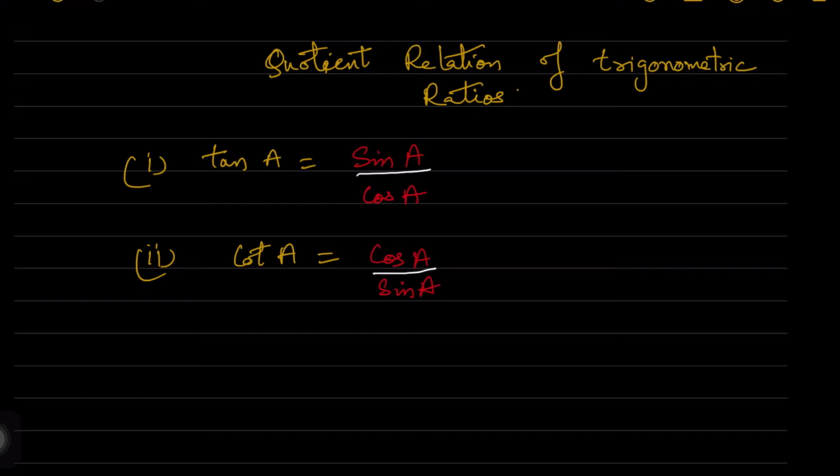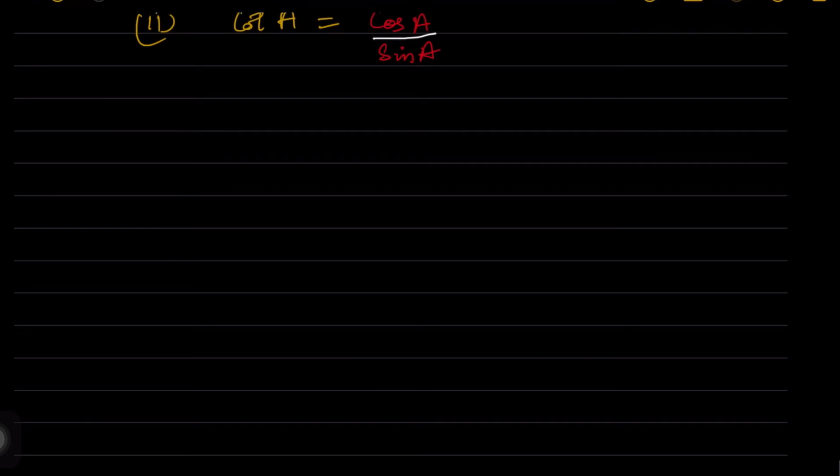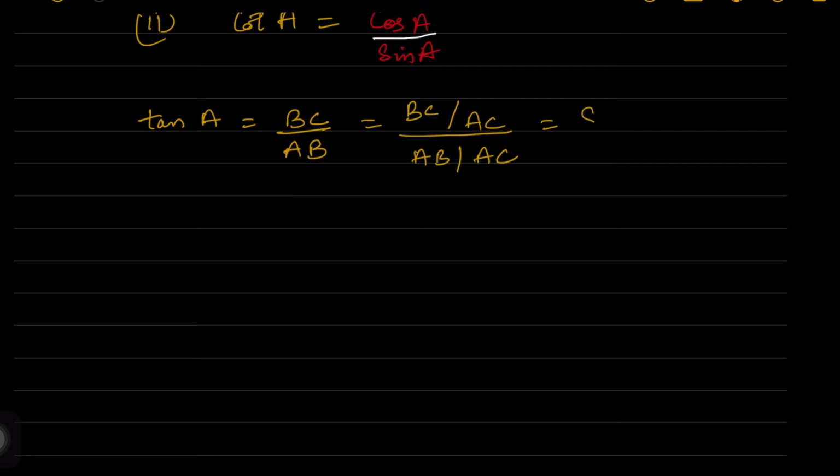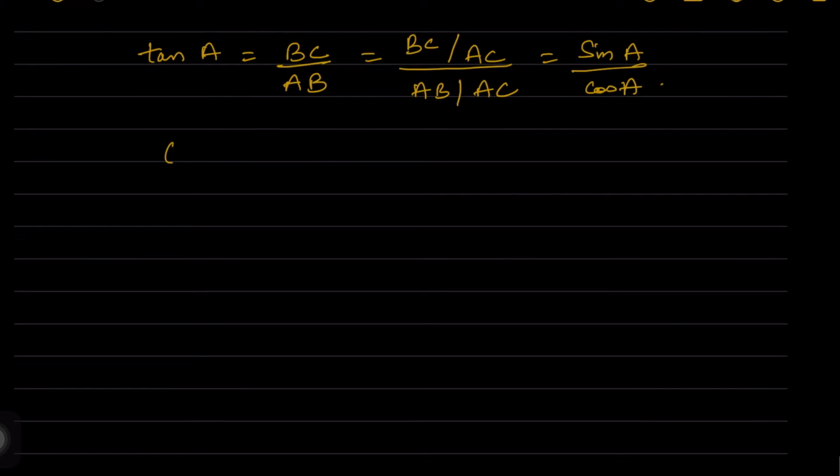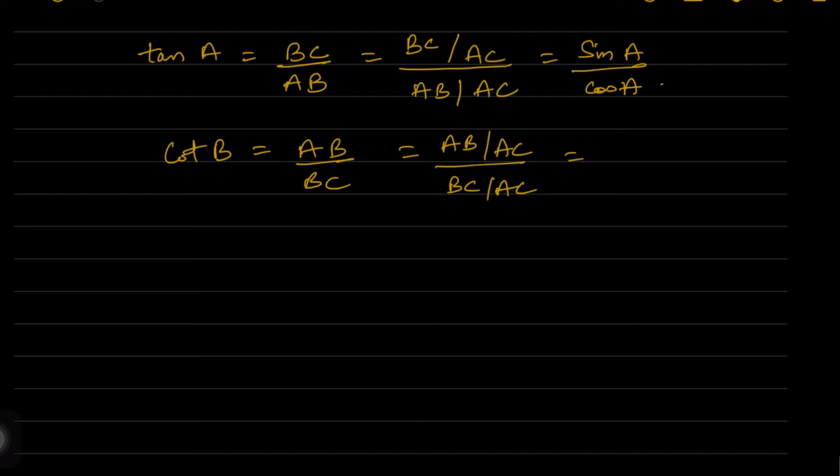Now how did we get tan A is equal to sin A by cos A? We'll just see that derivation right now. So tan A is equal to, we can write it as BC by AB, that is opposite side by adjacent side. Now we are dividing by AC for both of them. So BC by AC is nothing but sin A, that is by hypotenuse we are dividing. So opposite by hypotenuse by adjacent by hypotenuse: opposite by hypotenuse is sin A and adjacent by hypotenuse is equal to cos A.